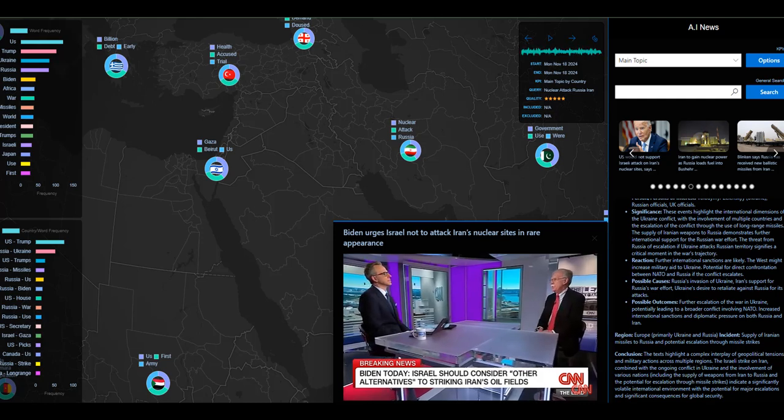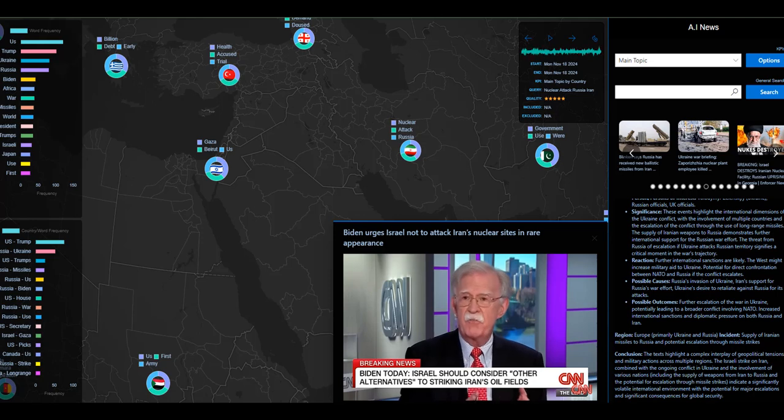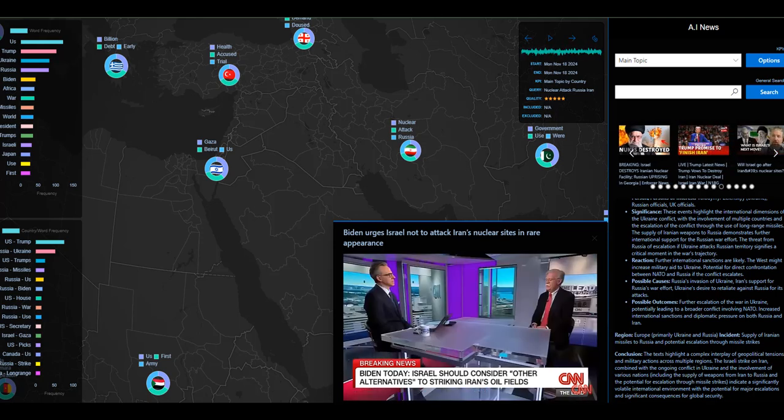Possible causes: Russia's invasion of Ukraine, Iran's support for Russia's war effort, Ukraine's desire to retaliate against Russia for its attacks. Possible outcomes: further escalation of the war in Ukraine, potentially leading to a broader conflict involving NATO. Increased international sanctions and diplomatic pressure on both Russia and Iran.